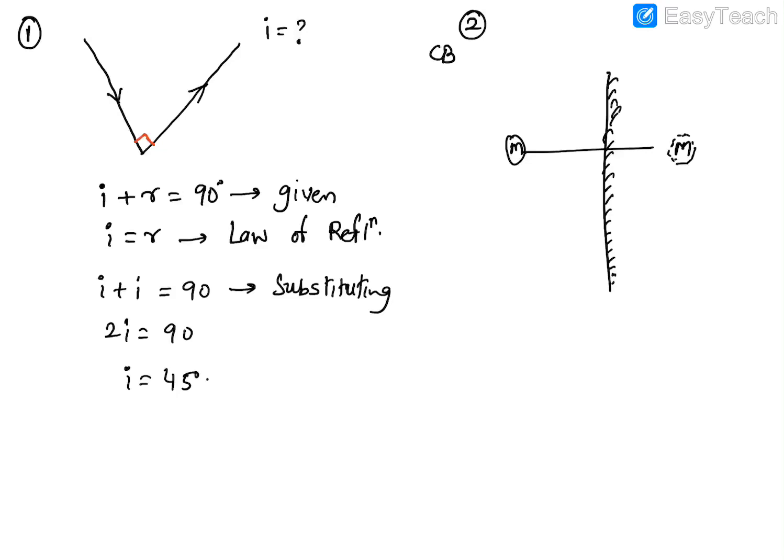What is the total distance between them? 6 meters. So what will be the distance on each part? It will be 3 meters. So this will be 3 meters, and this will also be equal to 3 meters. So we have to say that object distance is equal to image distance. And that's why object distance plus image distance is equal to 6 meters, and from the object to the mirror it will be 3 meters.